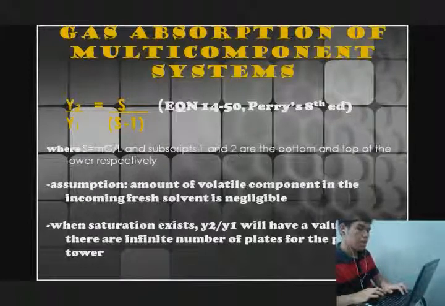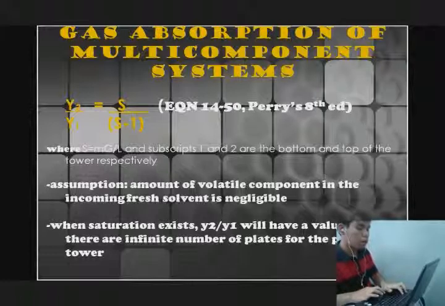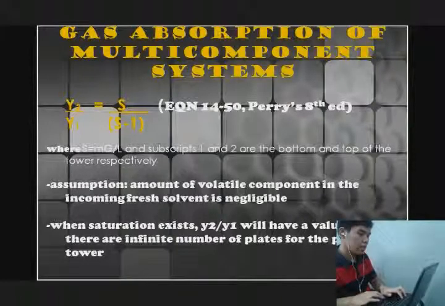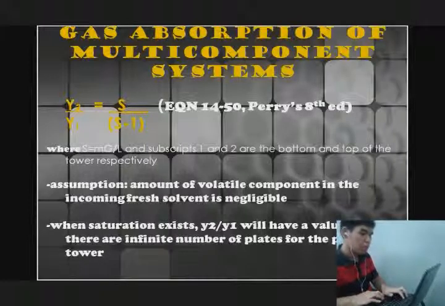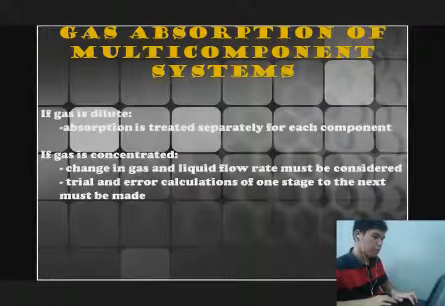If the amount of volatile component from the incoming fresh solvent is negligible, then the limiting value of y sub 1 over y sub 2 for the highly volatile component, y sub 2 over y sub 1, is equal to s over s minus 1, which is equation 14-50 of Perry's 8th edition, where s is equal to the mass times the reciprocal of the liquid-to-gas ratio of m, and the subscripts 1 and 2 refer to the bottom and top of the tower respectively.